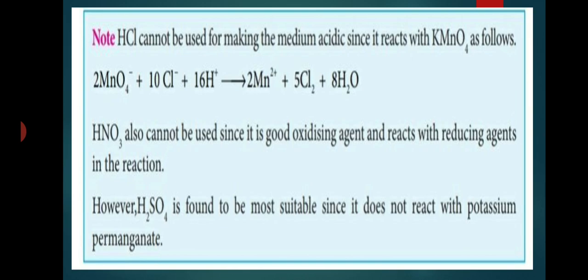HNO3 also cannot be used since it is a good oxidizing agent and reacts with reducing agents in the reaction. So generally we use sulfuric acid with potassium permanganate for the oxidizing property. If hydrochloric acid is used, chlorine gas will form, and so other reactions will occur. Similarly, nitric acid also cannot be used, because it will react with the reducing agents. Because of such problems, we use sulfuric acid in general.